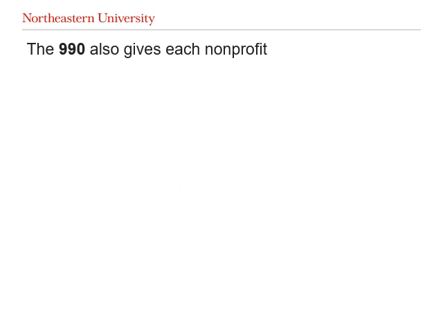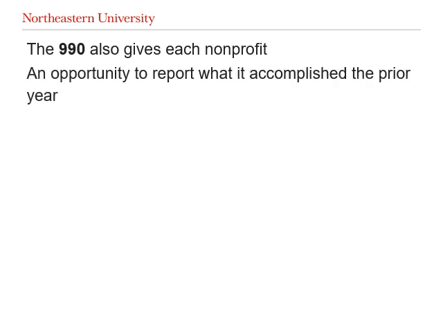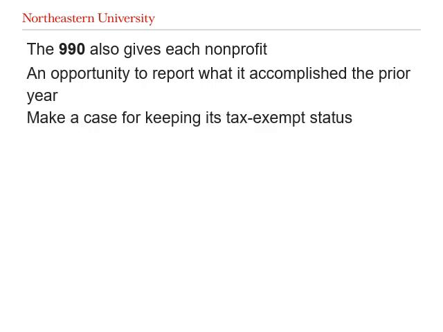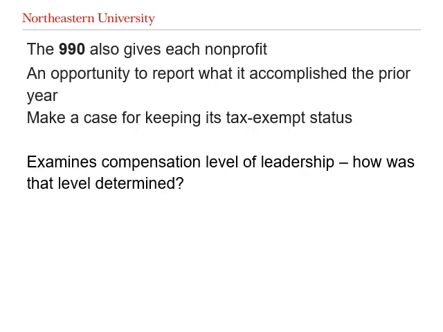So the 990 gives each nonprofit the opportunity to report on what it accomplished in the prior year, not just its mission, but actually what good it did, quite specifically with numbers. And it helps make the case that the organization should keep its tax-exempt status. The 990 also looks at the compensation of its highest paid staff and directors, exactly how much they are being compensated and how that level was determined.